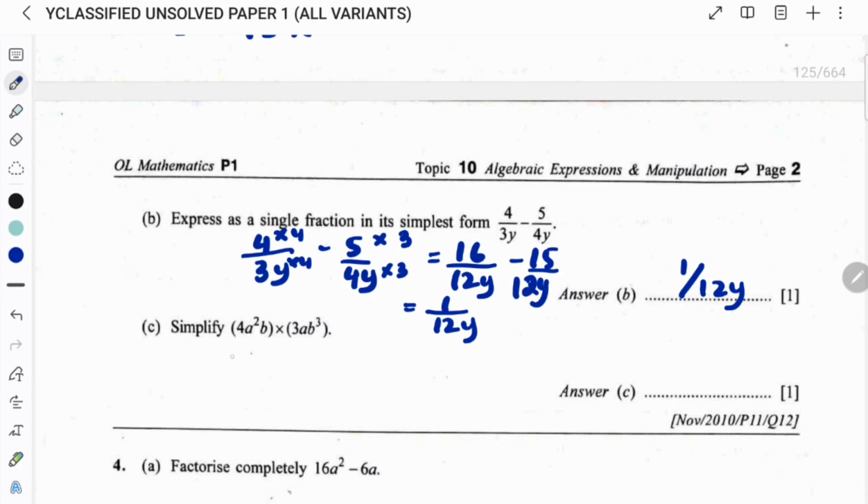All right, so 3 times 4 is 12. A power 2 is there and a power 1 is there, so 2 plus 1 is 3, and b power 1 is there and b cube is there, so b power 4. So 12a cube b to the power 4 is the answer for this question.